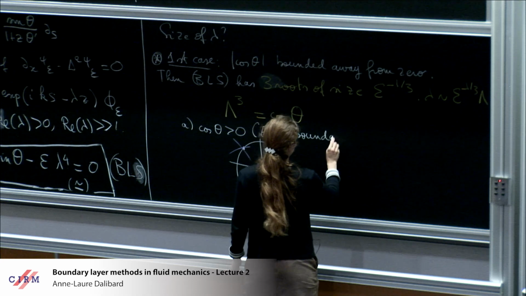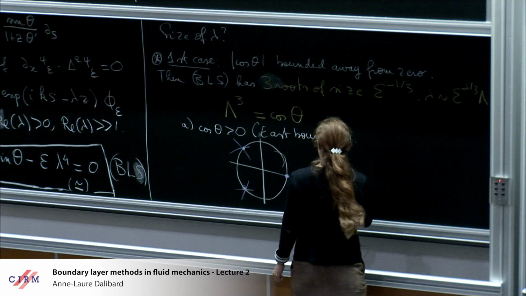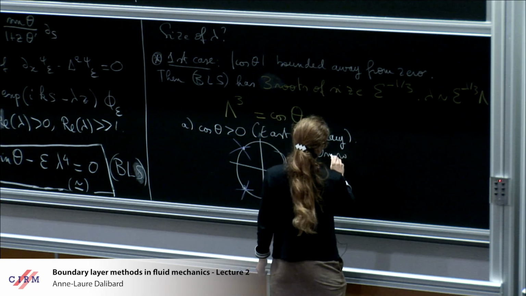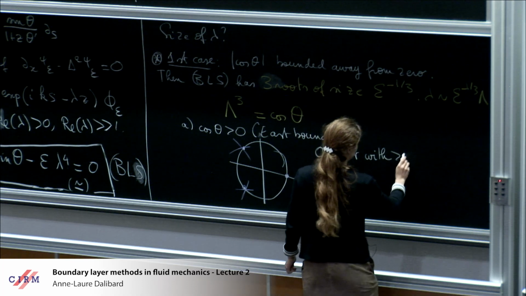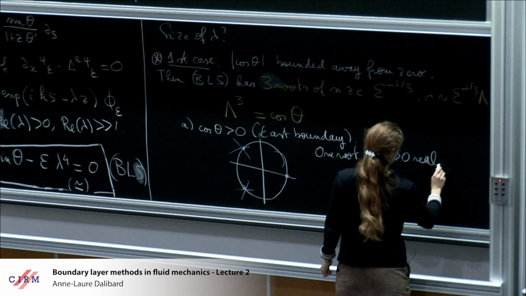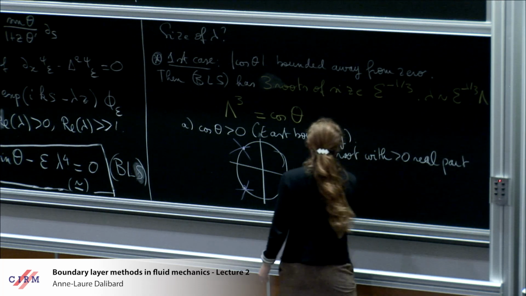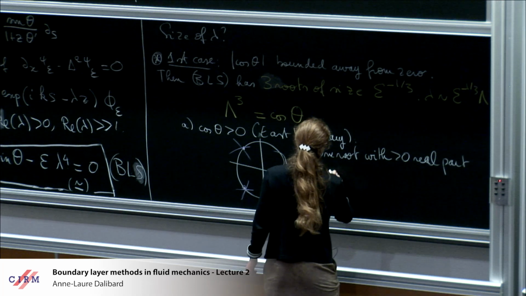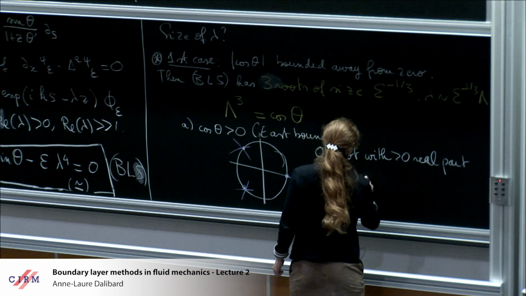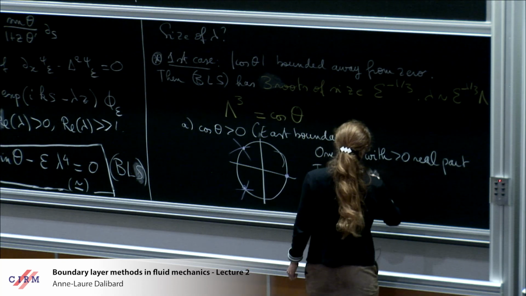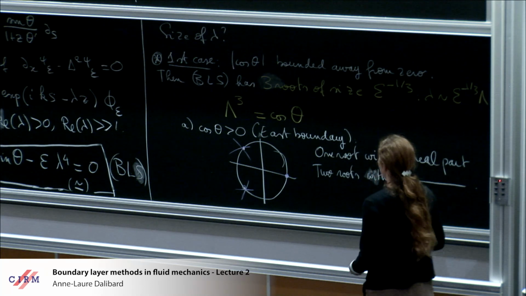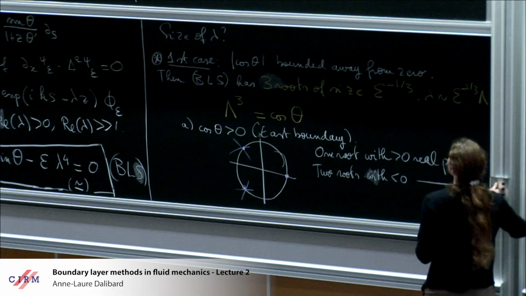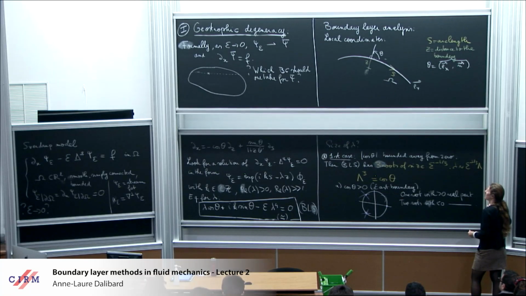Cosine theta positive. So you have 1 root with positive real part, and 2 roots with negative real part. Okay? Okay, this is where the troubles begin.